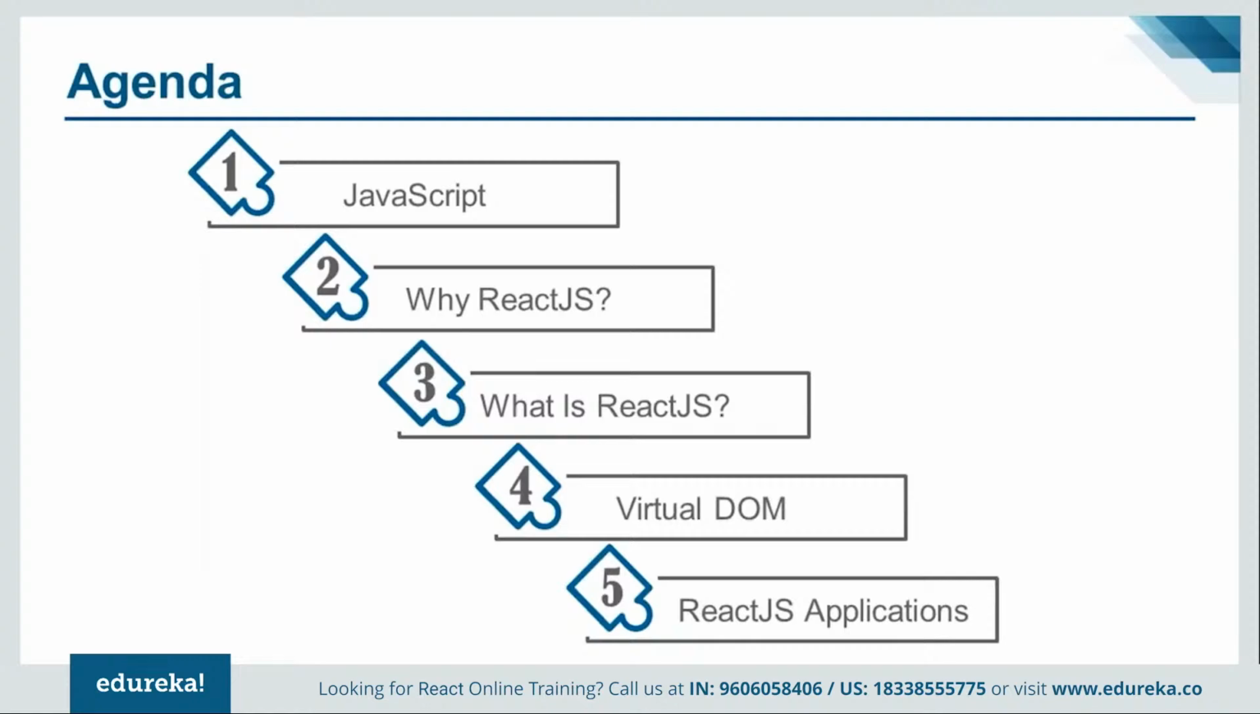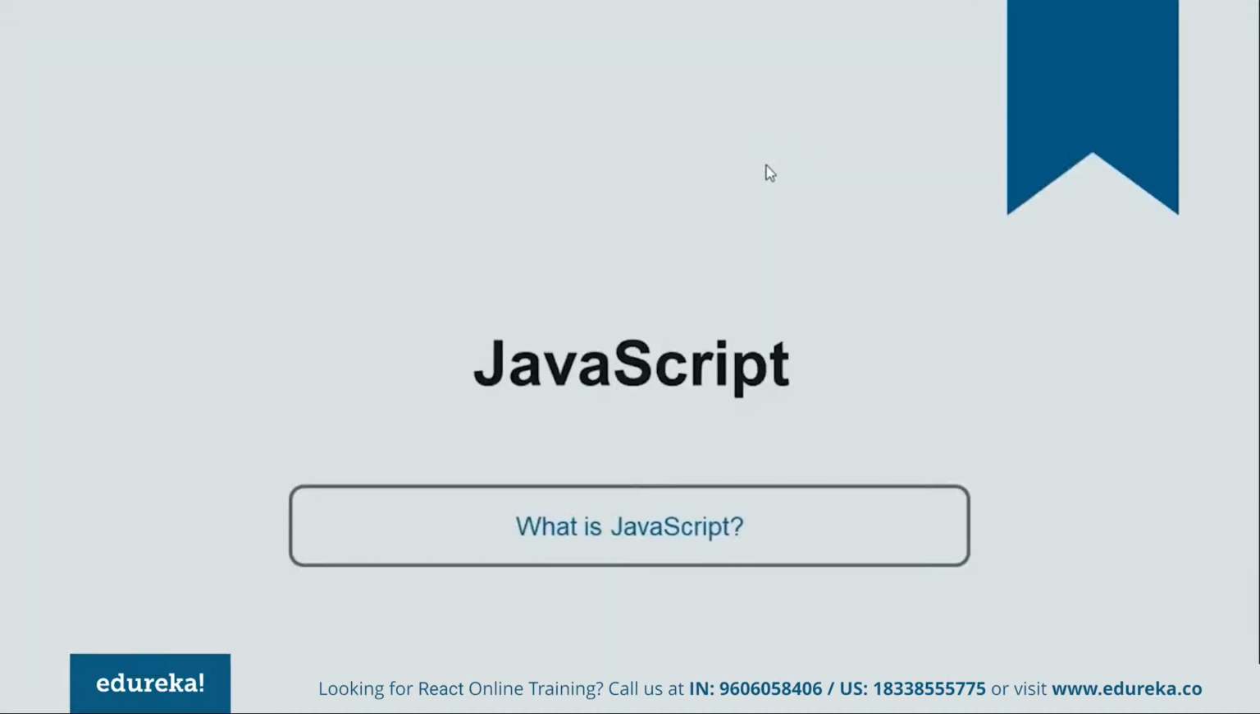So this is basically the agenda for today's webinar. First section talks about JavaScript. The second section talks about why ReactJS is useful. The third section focuses on what is ReactJS. The fourth section focuses on the virtual DOM, and the final section talks about the different applications using ReactJS. So let's now move ahead to the first section, that is JavaScript.